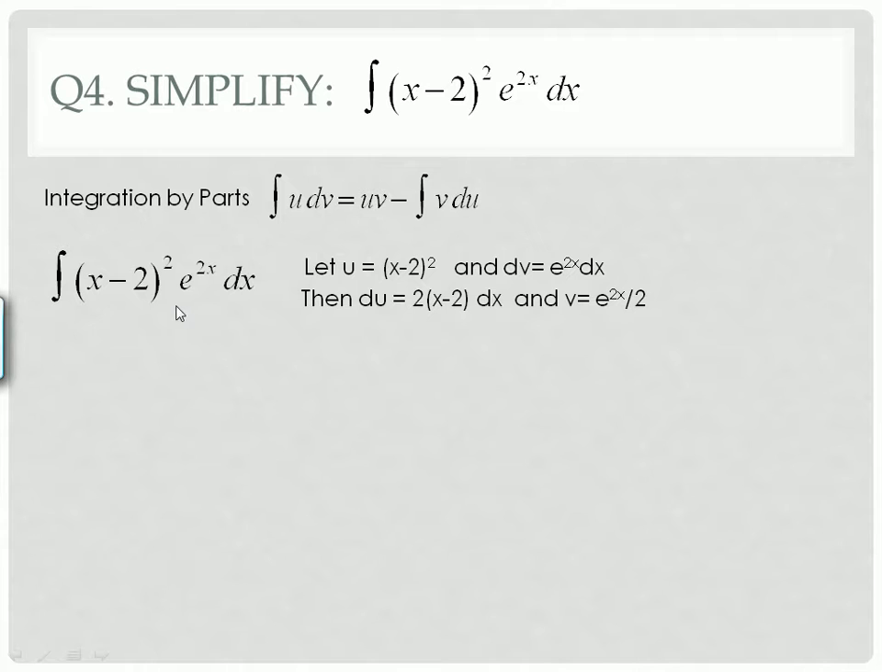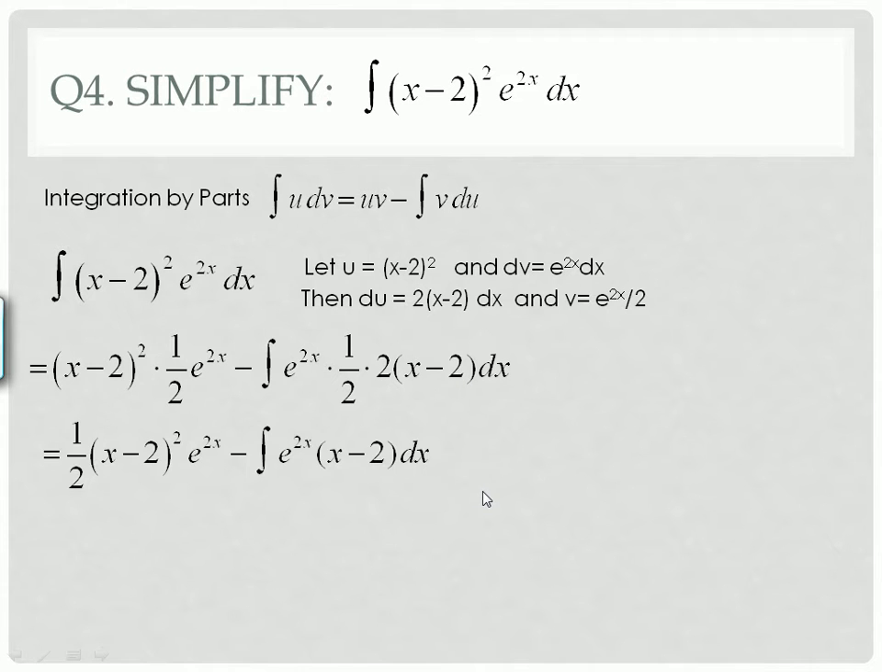Okay, so when I apply integration by parts, I will get my uv minus the integral of v du. And on the second part, on the integral, the 1/2 times the 2 will cancel. So I'll be left with e to the 2x times (x minus 2) dx inside the integral. On this first part, I brought the 1/2 to the front. So I have 1/2 (x minus 2) squared e to the 2x, and then minus the integral of e to the 2x times (x minus 2) dx.